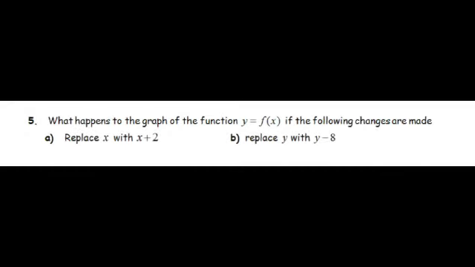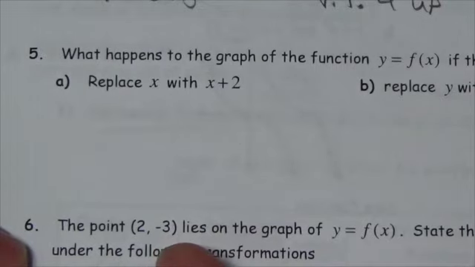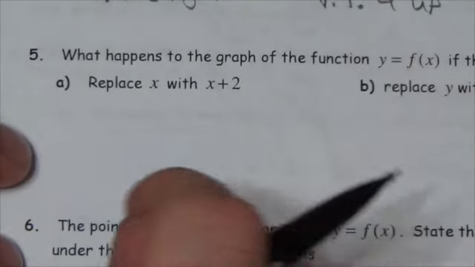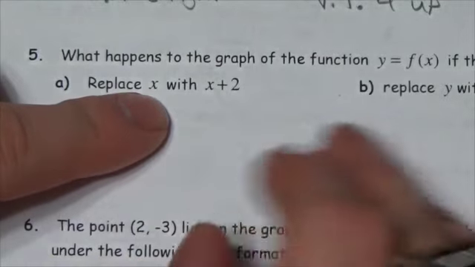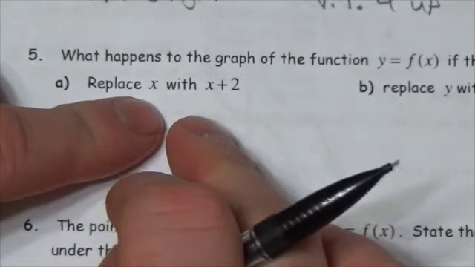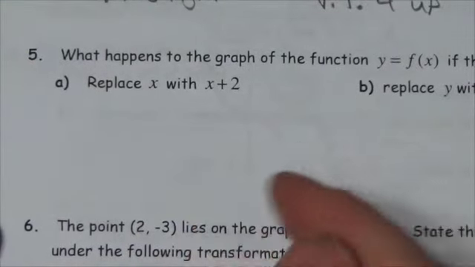What happens to the graph of the function y equals f of x if the following changes are made? So this question is really similar to the one previous to it. It's just that it's asking us to take a look at this information here and relate it to the transformations, but the information that we're given is really one step ahead of the work in the previous question.